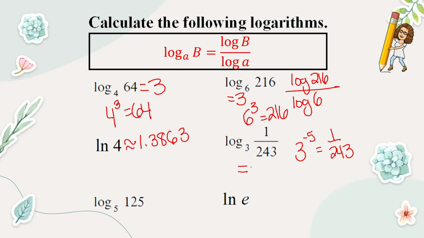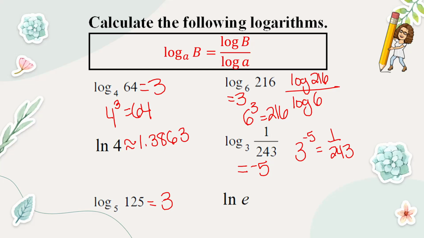So I bet if I use my calculator here quick and typed that into my calculator, yep, I get an answer of negative 5. Log base 5 of 125. So what is the exponent that on the base of 5 can give us 125? 3, right? 5 to the third is 125.